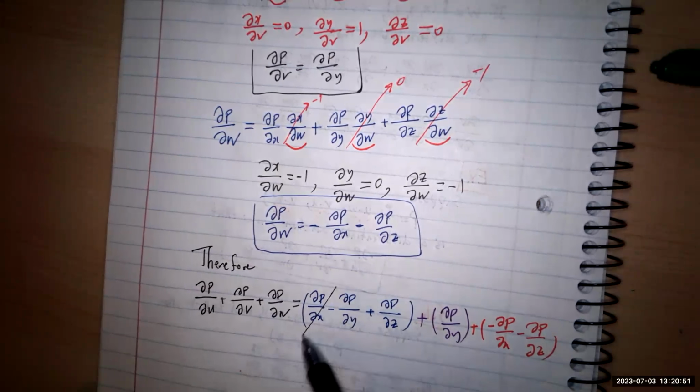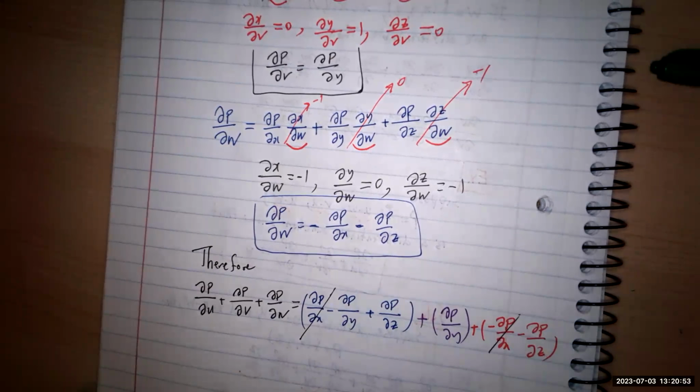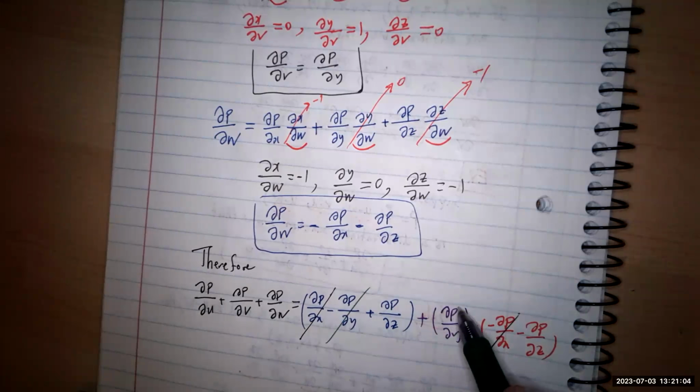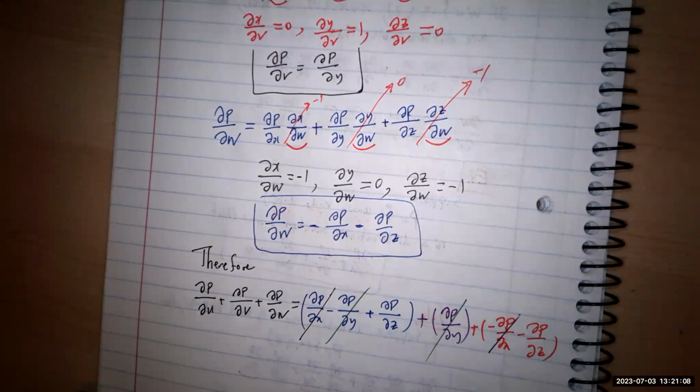∂P/∂X would be cancelled out. This would be out. And this is it, negative ∂P/∂Y, and these two would cancel out. And also the last one. Okay, and these two would cancel out. So we get a 0.